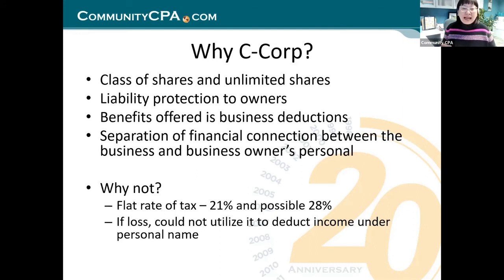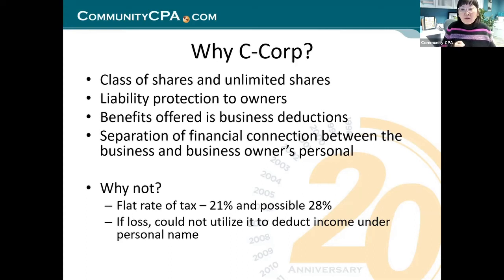C-corp is a brilliant liability protection for owners, okay? You probably heard that President Trump had filed many bankruptcies, right? Those bankruptcies are C-corp bankruptcies. That means they protect the owner. It protects him, just the company goes bankrupt. Liability can be written off, and you don't have to pay the bank back, and you just wash your hands, you're done. That's the power of C-corp, okay?